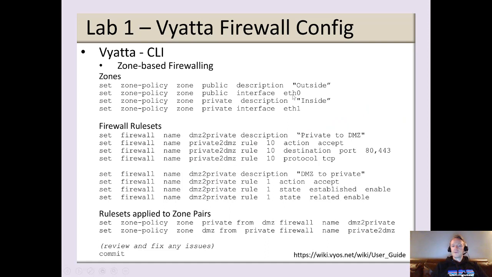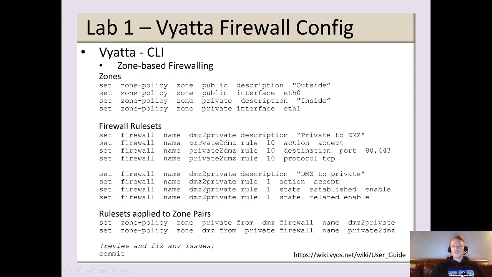So in this case, we've got ETH0 is going to be called outside, ETH1 is going to be called inside, and we've given them names of private and public. So we could have just called them outside and inside, which might have been easier. And these are firewall rules or rule sets. So in this case, we've only got one rule in each rule set, and this again we've given a description so we can then use those rule sets.